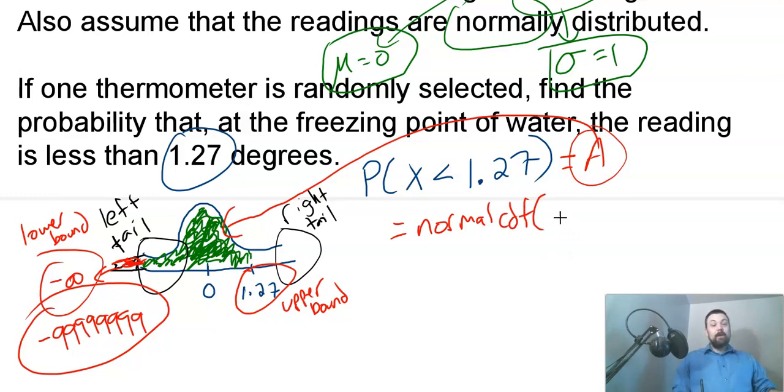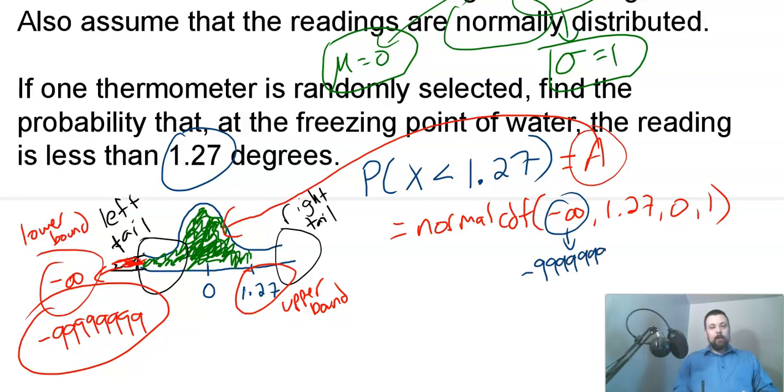The lower bound is technically negative infinity. The upper bound is 1.27. The mean is 0. The standard deviation is 1. But like I said, for my calculator, I'm going to be using, instead of negative infinity, negative 9999999. All right. So that's what I'm going to type into my calculator.